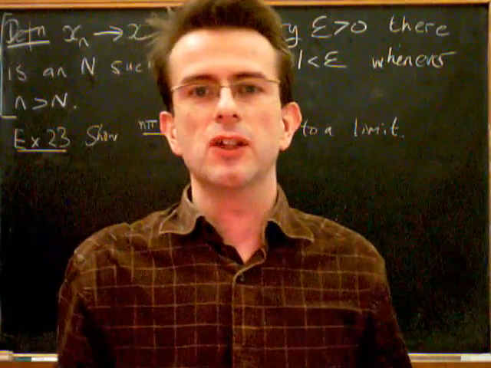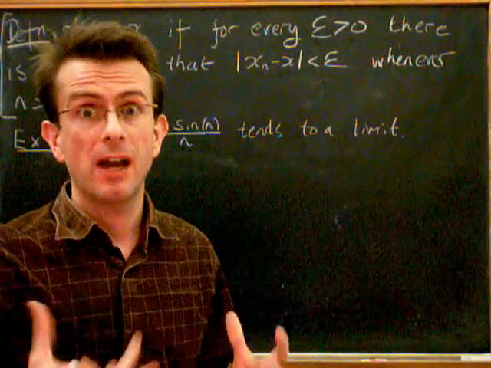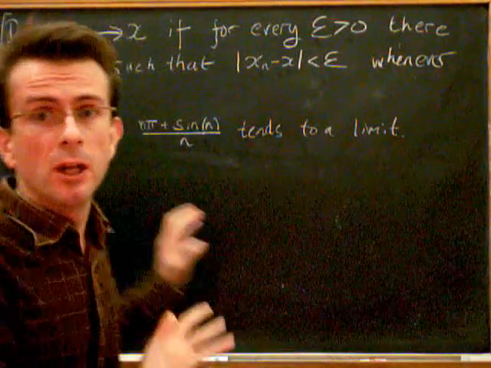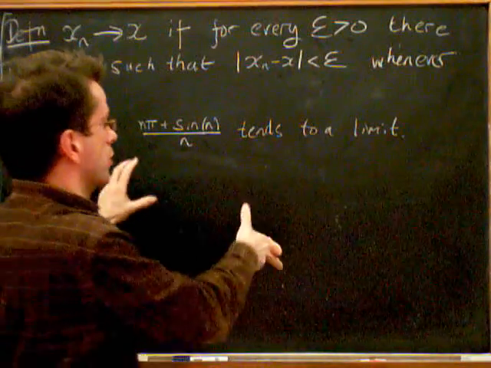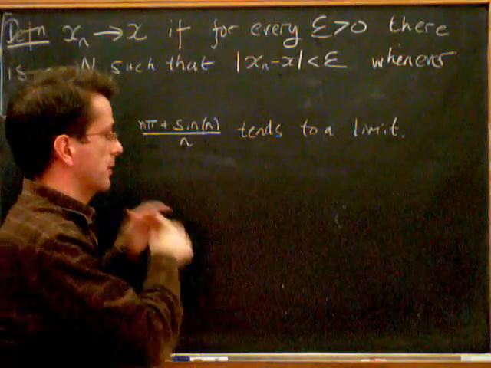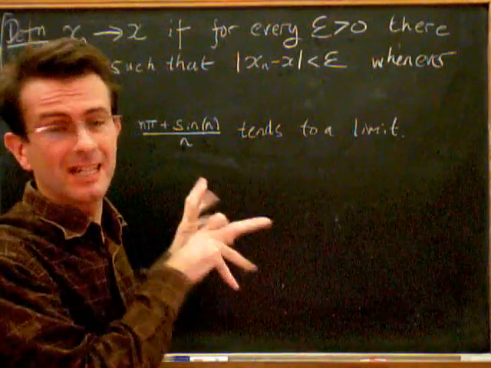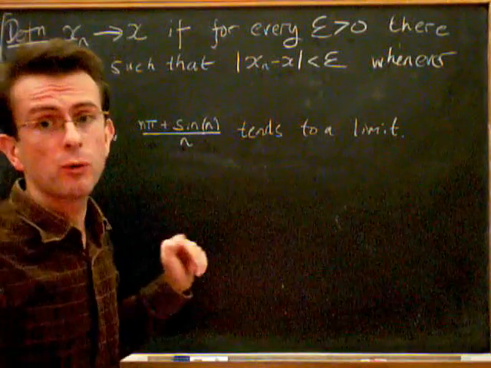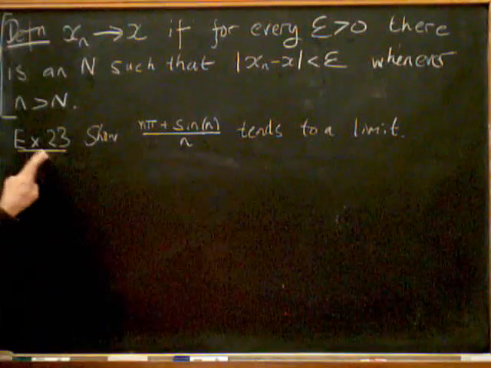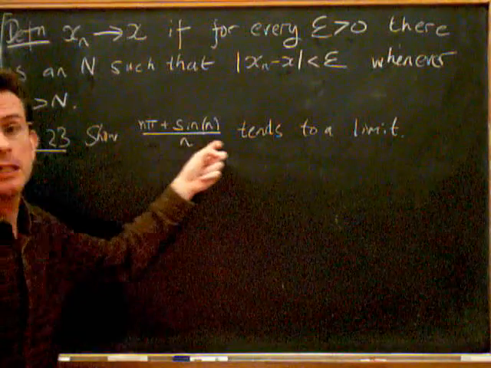Okay, so what I'd like to do is just go through one of the examples from the example sheet to give you an idea of how I would go about solving it. The idea being that you can't get everything from the printed solutions, because you need to see what kind of thought processes go on before you can actually get to the final answer. So the one I wanted to look at was question 23, which just asks you to show that this sequence here tends to a limit.